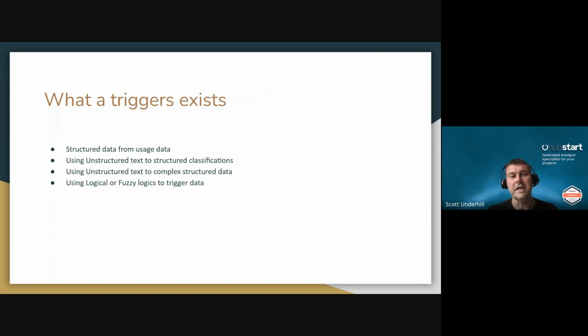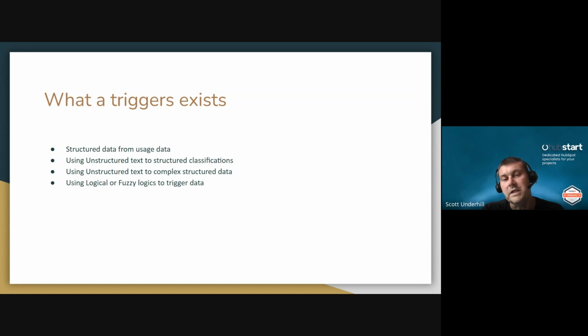So let's talk about the types of triggers that could be used for upsell. First is the structured data and usage data. James gave a great example of how HubSpot was using that. Next, unstructured text to structured classification. This is about looking at emails or LinkedIn profiles or Facebook profiles and using information that is being discussed and putting it into a classification to understand the person.